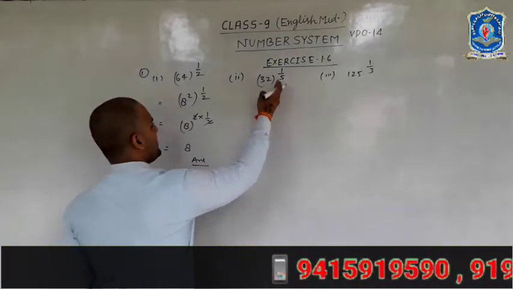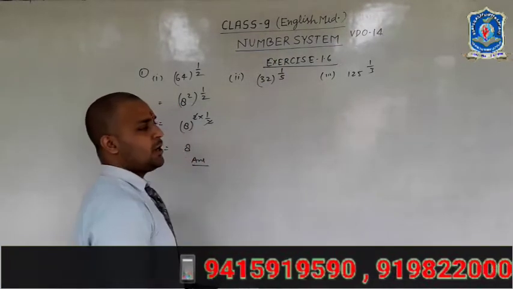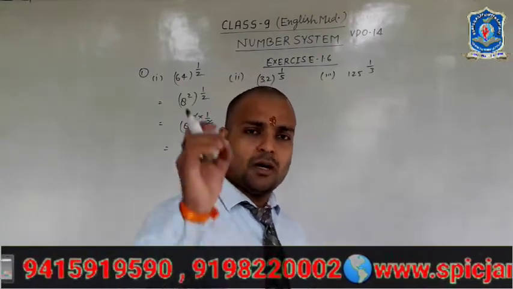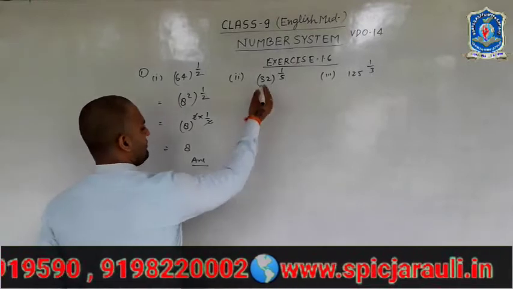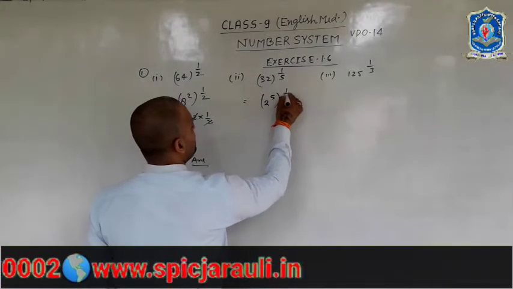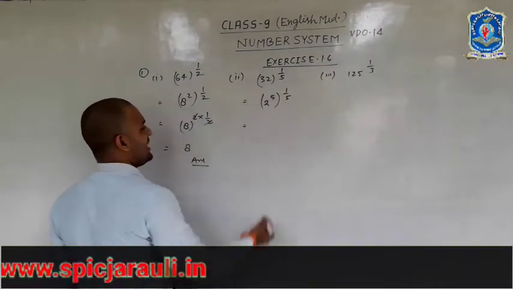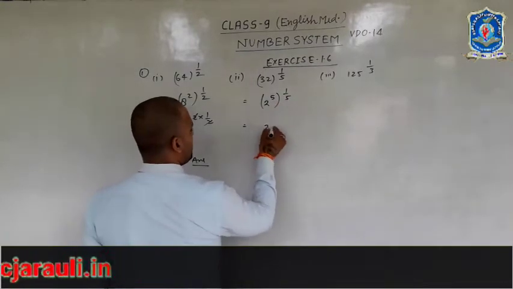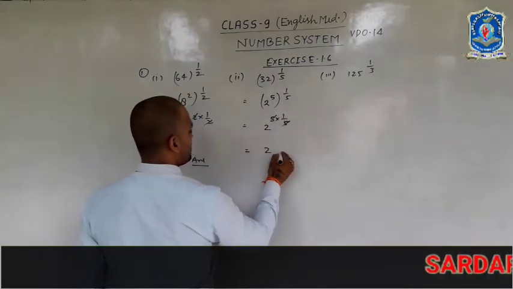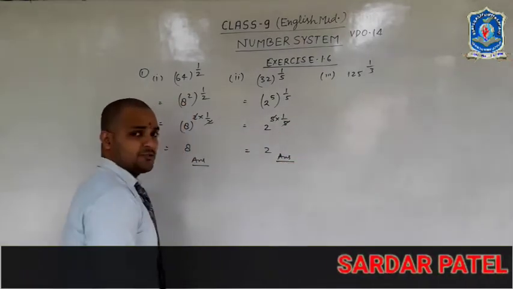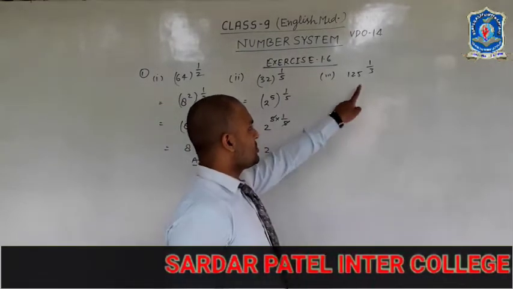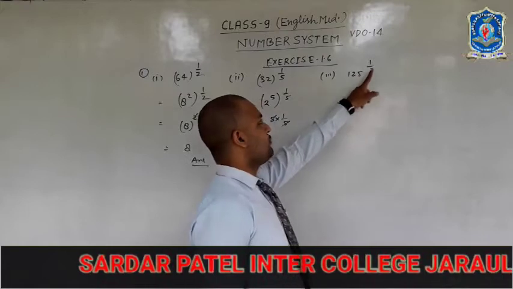And the second one is 32 to power 1 by 5. Now the prime factorization of 32 is 2 to power 5, so we get 2 to power 5 to whole power 1 by 5. Applying laws of exponents, that will be 2 to power 5 into 1 by 5, the 5 cancels, and the answer is 2.